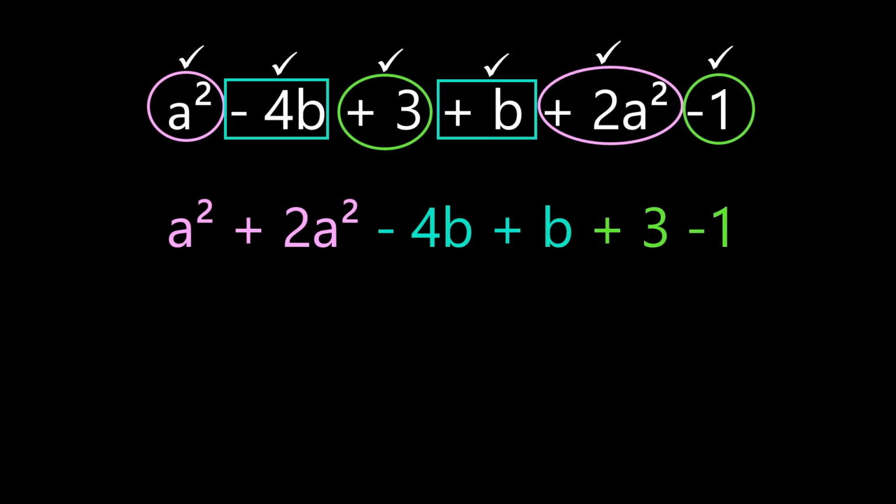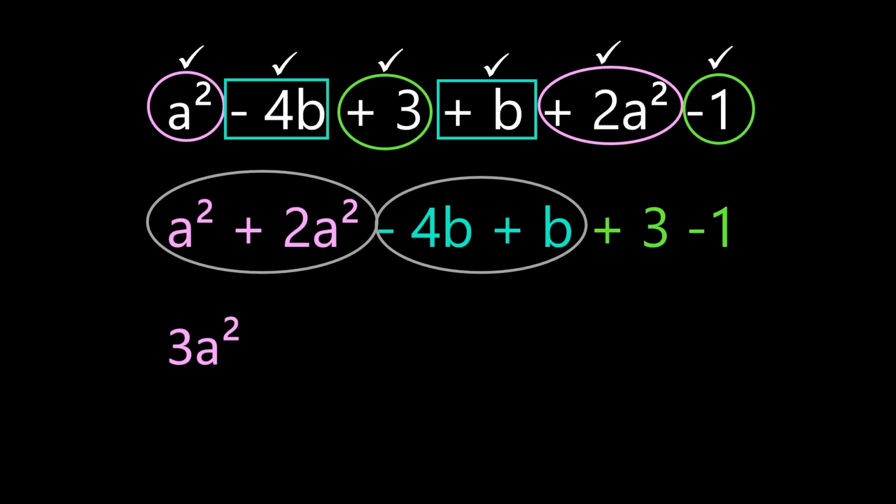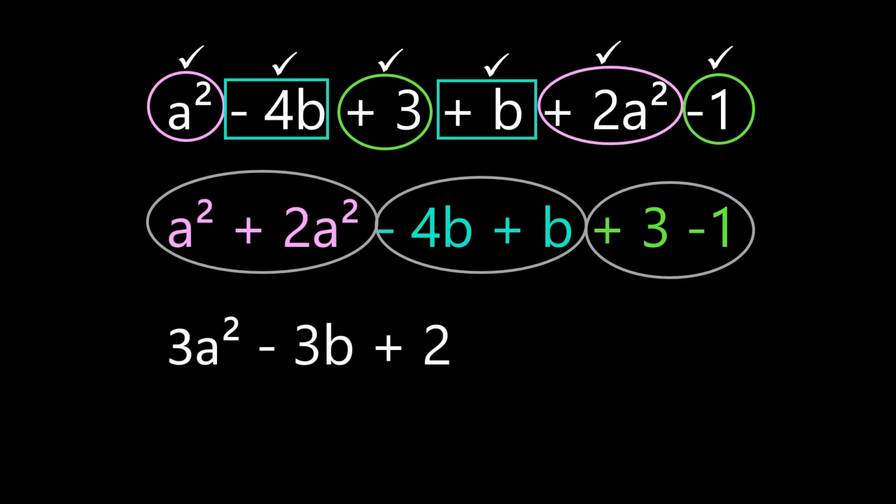So now that I have them rewritten grouped together, it's a lot easier to see what I'm actually going to be combining. So the first like terms I'm going to be combining are the a squared plus 2a squared. And 1a squared plus 2a squared is 3a squared. Then I have the negative 4b plus b. Negative 4 plus 1 is negative 3, so negative 3b. Then I have the 3 minus 1. So positive 3 minus 1, 3 minus 1 is positive 2. So this expression simplified is 3a squared minus 3b plus 2.